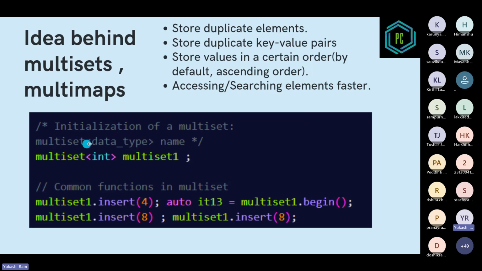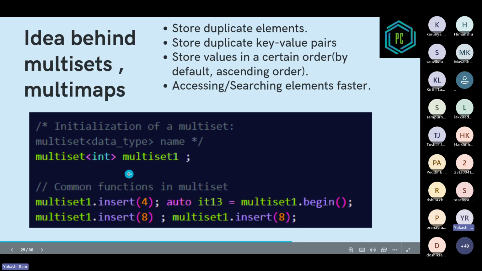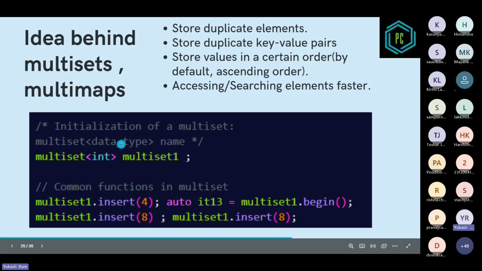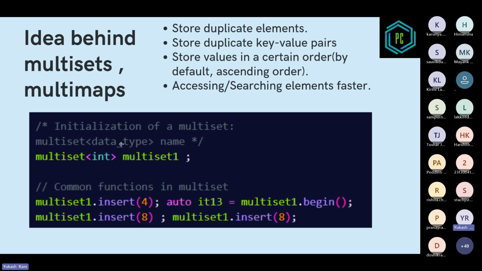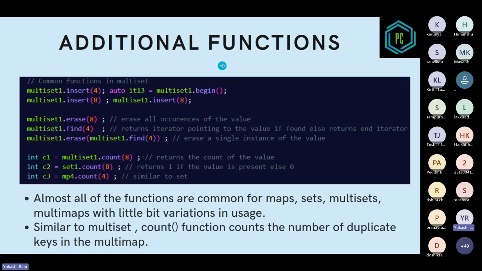For a multi-set, you just give the data type and name. If it were a multi-map, then you have to give both the data type of the key and the data type of the corresponding value. Again, you can use greater here to initialize it in descending order. We have some common functions such as insert, which can insert an element. For a multi-set, you can insert the same element multiple times. If you insert twice, there will be two 8s in the multi-set.